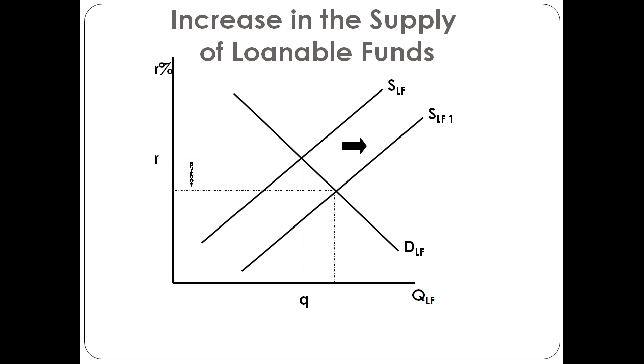An increase in the supply of loanable funds is going to shift it to the right from SLF to SLF1. So where SLF1 meets demand for loanable funds, you'll see we have a new real interest rate, R1, and a new quantity of loanable funds, which is Q1. So the supply of loanable funds shifted to the right, which pushed the real interest rate down, and the quantity of loanable funds up.